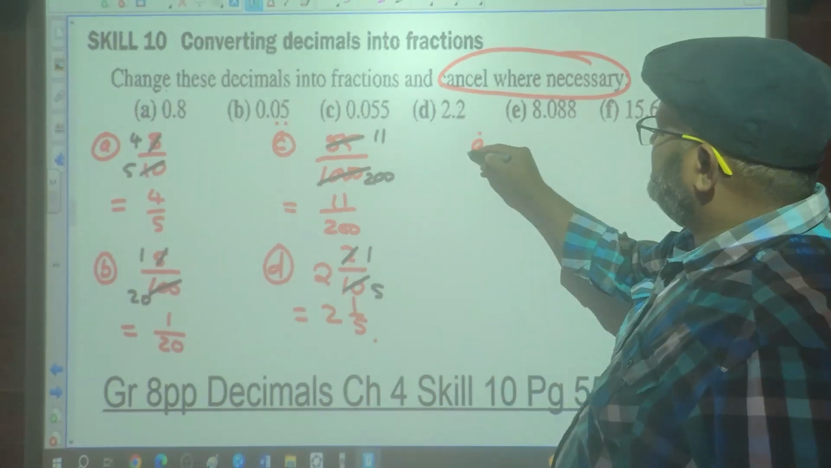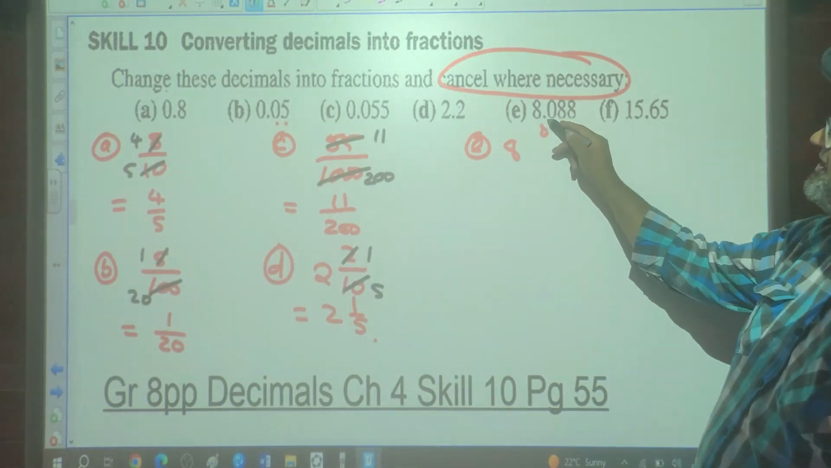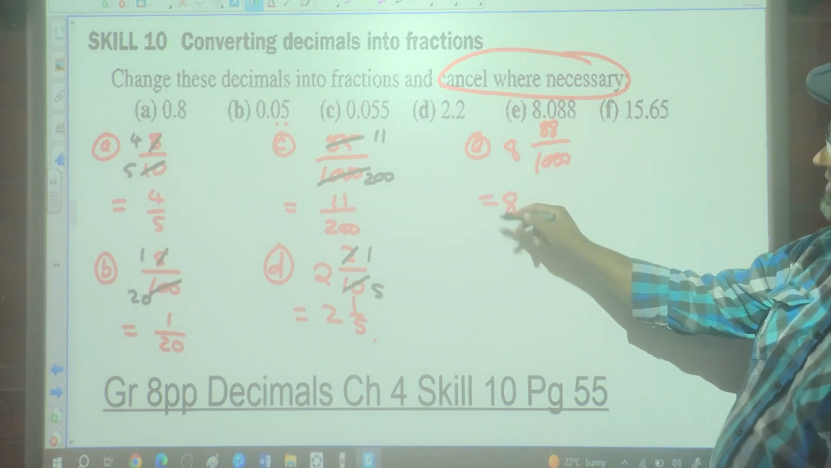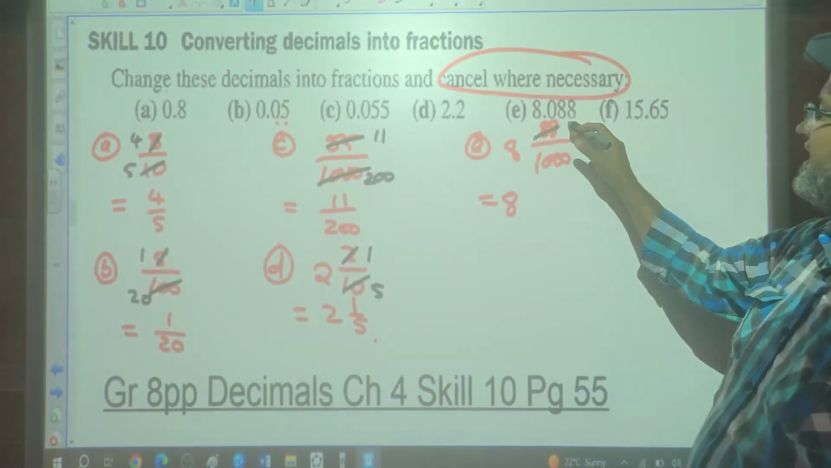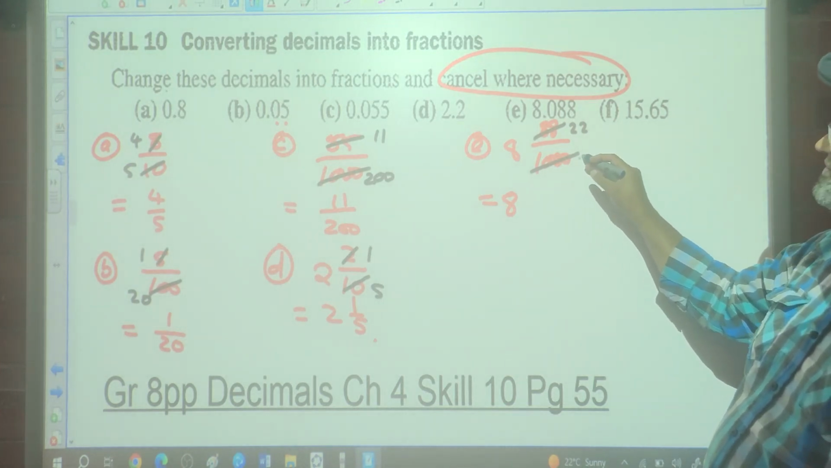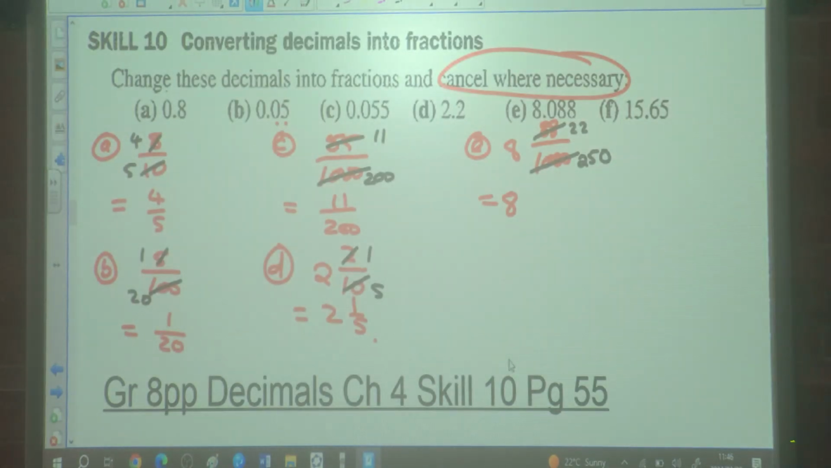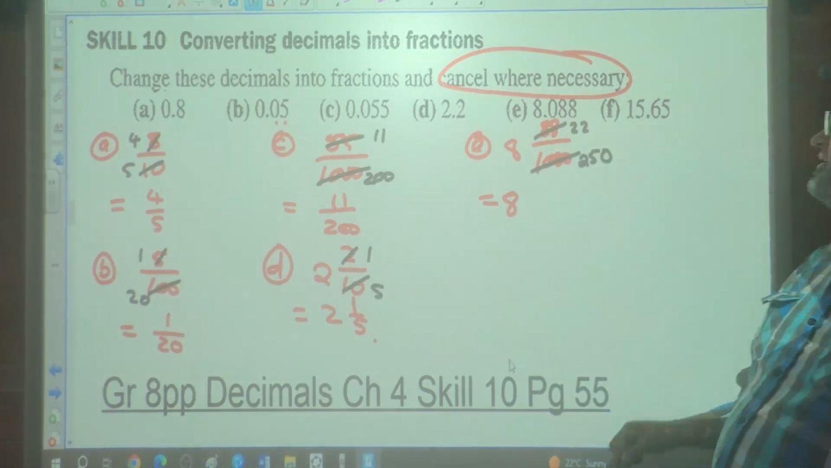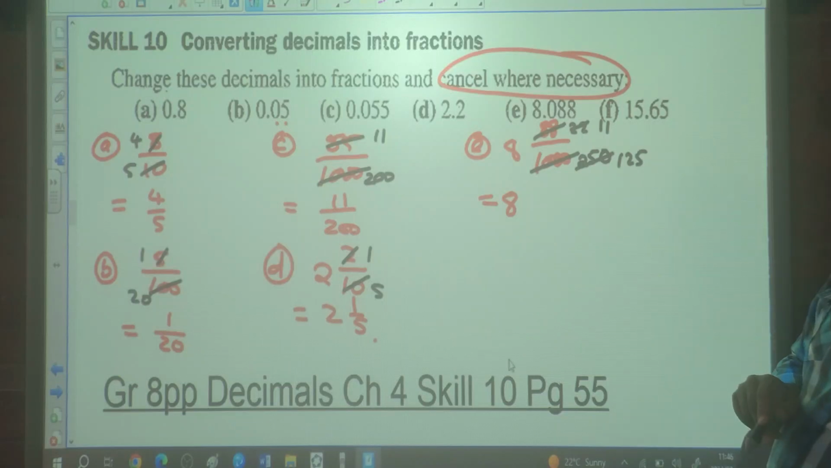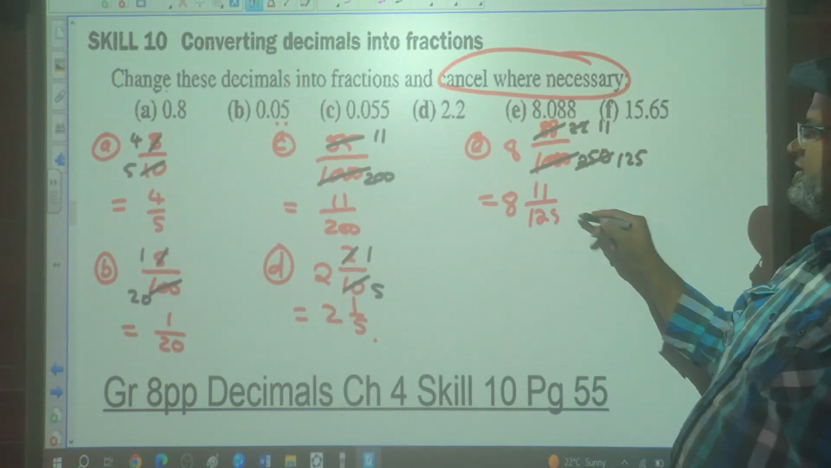Let's look at E. It's 8,088. This can be written as 8 and 88 over 1000. What number goes into 88 and 1000 without a remainder? 4. 4 goes into 88, 22 times. 4 goes into 1000, 250 times. What number goes into 22 and 250 without remainder? 2. 2 goes into 22, 11 times; 2 goes into 250, 125 times. So that answer is 8 and 11 over 125.